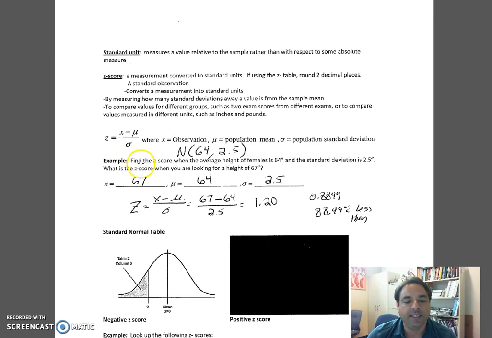So let's say the question is, find the z-score when the average height of females is 64 inches and the standard deviation is 2.5 inches. What is the z-score that you're looking for a height of 67 inches? So to label everything, 67 is what we're looking for, the x. The average is 64, standard deviation is 2.5. So if you fill in the formula, it'd be 67 minus 64 divided by 2.5 to get us a z-score of 1.20.